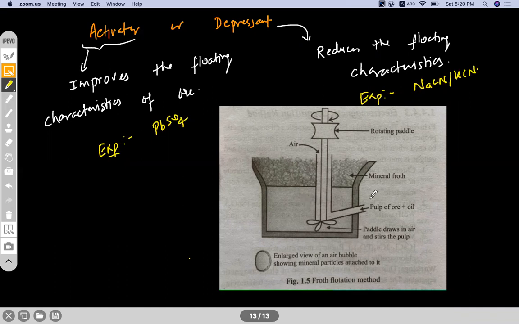We have an inlet over here to put ore and oil into this, and then we mix it and form this froth, which we can take out or filter out. Air also we mix in from this point. We have an arrangement to blow air into this mixture in order to form froth again. The mineral froth we can filter out from this, and we get the concentrated ore over here. This is the arrangement of froth flotation.